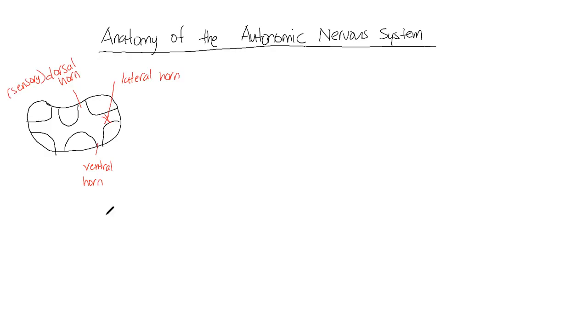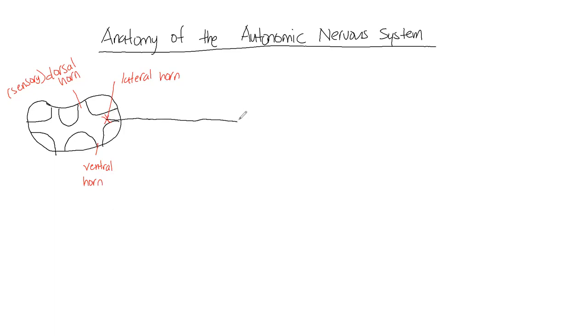And so the fibers of the autonomic nervous system arise specifically from the lateral horn. Really important, okay? We'll talk about the somatic nervous system, which arises from the ventral horn. And so you really want to make that distinction here, very important distinction to make. Fibers of the autonomic nervous system arise from the lateral horn of the spinal cord.